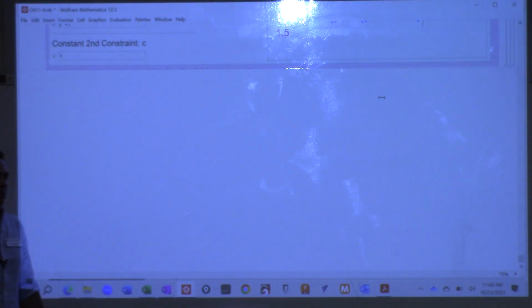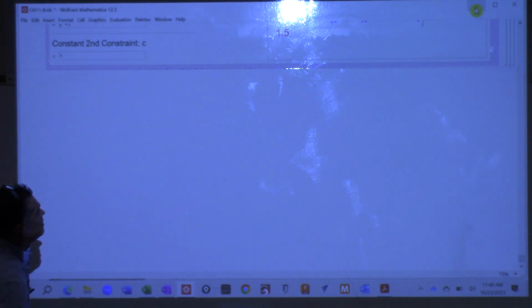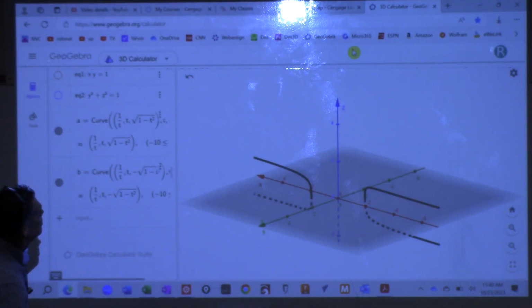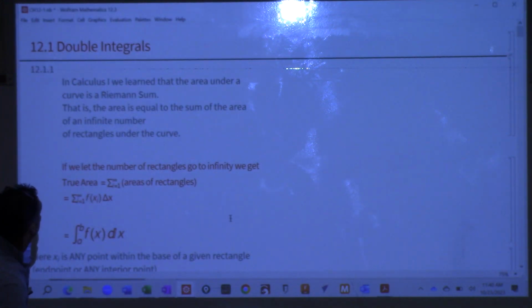So chapter 12, we start doing integration, okay? Multiple integrals. It's not as bad as it sounds. It really isn't. I think you're going to appreciate what we're doing here. I think you might actually like it. Where is it? 12.1, the double integral, or double integrals.